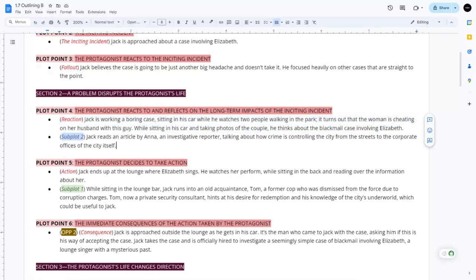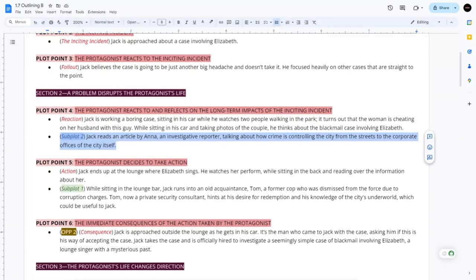Now, I added a new thread to the original Anna subplot, The Shadow, and I actually seeded it. I give away her name, but the audience doesn't know it because they didn't read the story or see the story yet. So Jack reads an article by Anna, an investigative reporter, talking about how crime is controlling the city from the streets to the corporate offices of the city itself. So that's the seed, that Shadow exists in this world. But the audience knows her as Anna, and she's an investigative reporter working on a very specific story. Doesn't give anything away because it's just seeded. So it'll be a nice payoff when we find out that it is Anna, right?